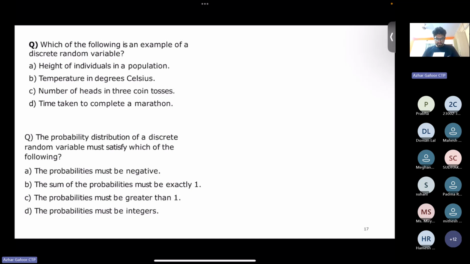Try to quickly answer these questions. Which of the following is an example of a discrete random variable?